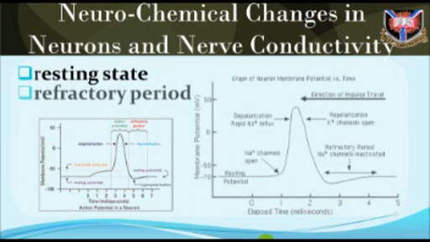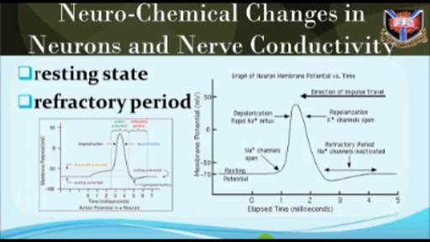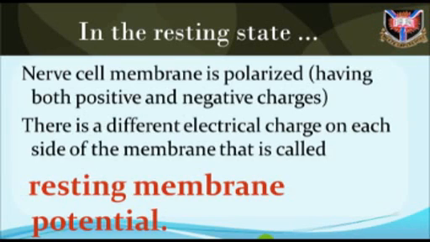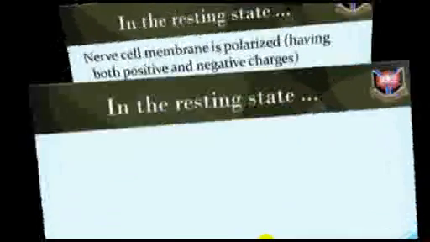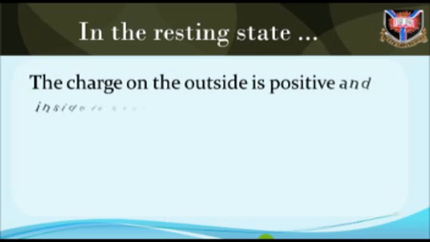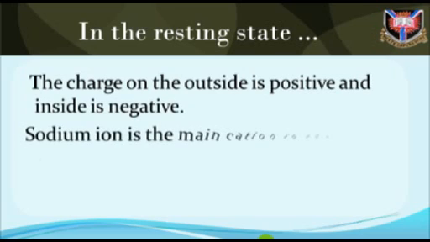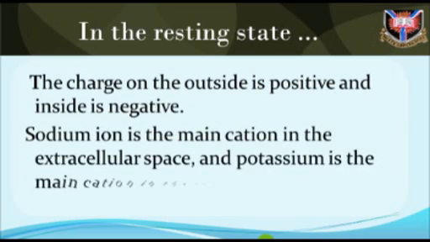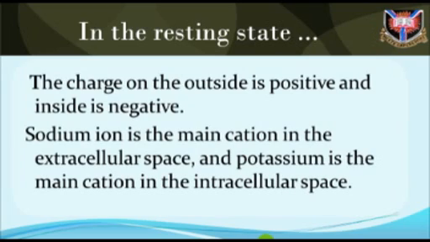Neurochemical changes in neurons and nerve conductivity. In the resting state, the nerve cell membrane is polarized due to the differences in the concentrations of ions across the plasma membrane. This means that there is different electrical charge on each side of the membrane, which is called resting membrane potential. At rest, the charge on the outside is positive and inside is negative.